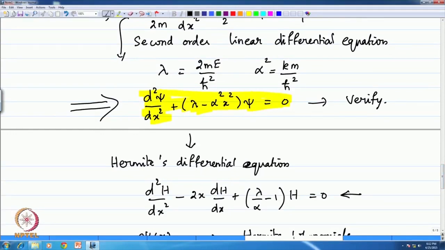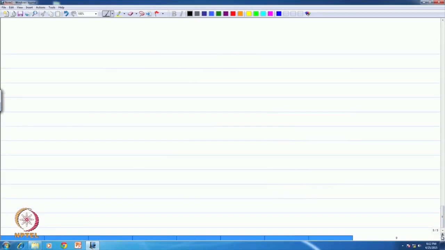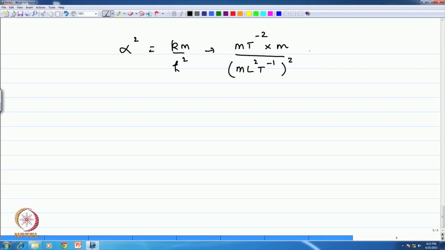and lambda. Alpha square is km by h bar square. K is the force constant, which is mass t to the minus 2, multiplied by mass m, and h bar is mass length square t to the minus 1, but it is a square. So what you have is 1 by L to the power 4. Therefore, alpha square has the unit length raised to minus 4, and alpha has the dimension of L to the minus 2.